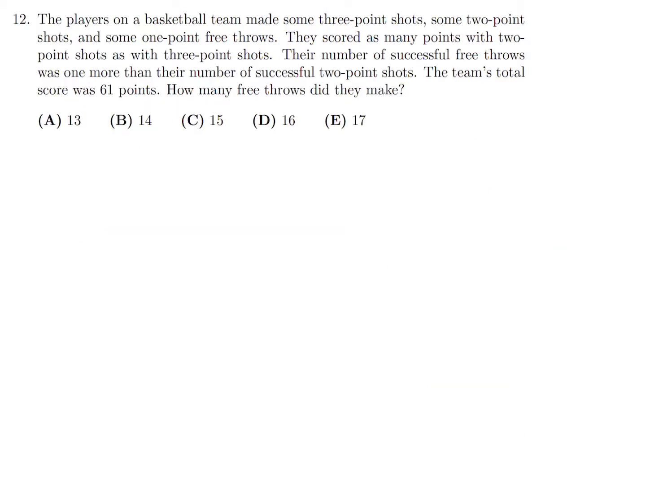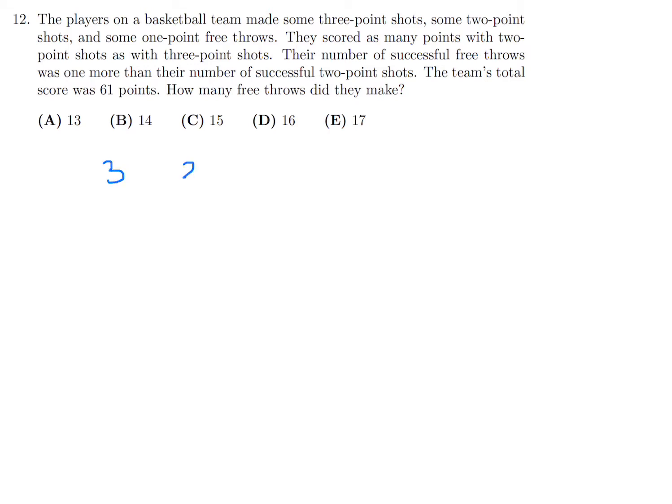The players on a basketball team made some 3-point shots, some 2-point shots, and some 1-point free throws. They scored as many points with 2-point shots as with 3-point shots. Their number of successful free throws was one more than their number of successful 2-point shots. The team's total score was 61 points. How many free throws did they make?